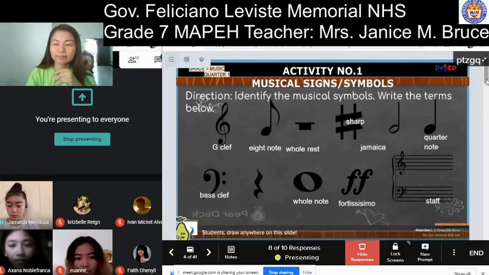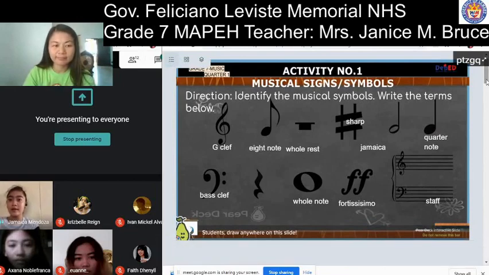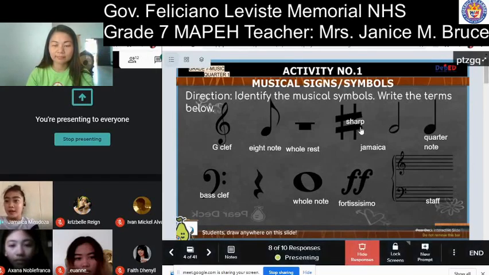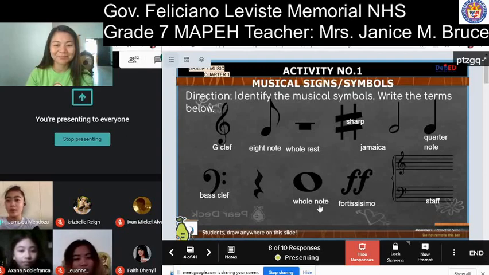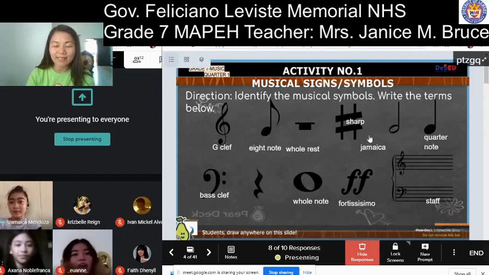Ma'am, the first symbol is G flat, and the second is eighth note, and the third symbol is full rest, and the fourth one is sharp, and then ma'am, wala kasi po. The next one po is quarter note. Tas, yung first one po sa baba, it is clef, then wala po sagot, then next one po whole note, and then fortissimo, and then next po is stop. Okay, so two missed answers.